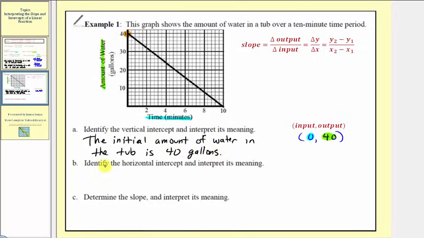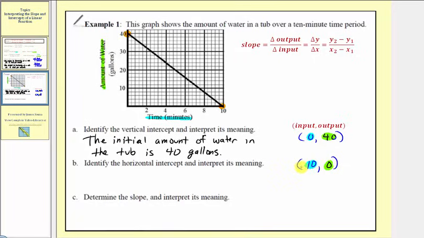For part B, we're asked to identify the horizontal intercept and interpret its meaning. So the horizontal intercept is the point where the line crosses the horizontal axis, which would be this point here. Notice how this point would have the ordered pair 10, 0. So 10, 0. Again, notice for this point, the input is 10, which would be 10 minutes, and the output is 0, which would be 0 gallons of water.